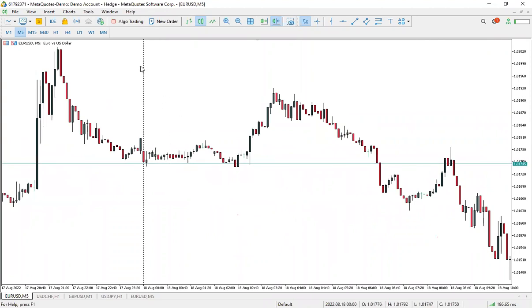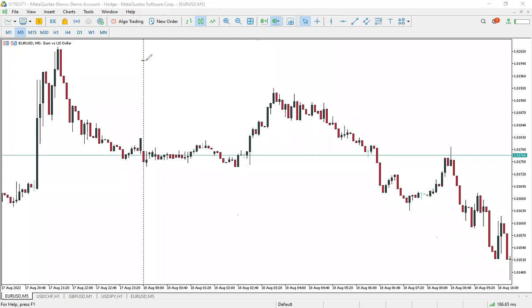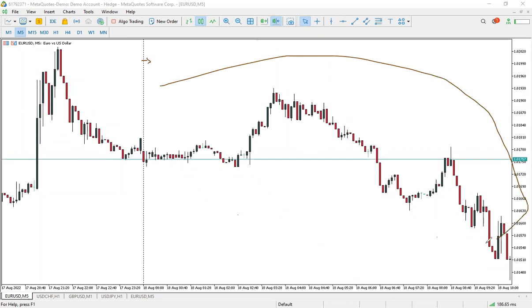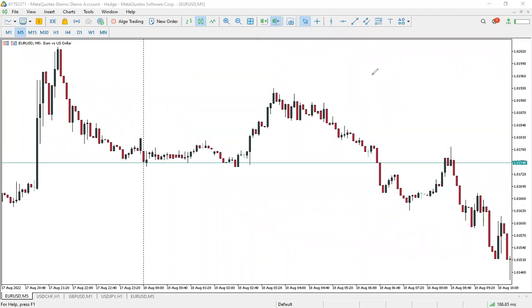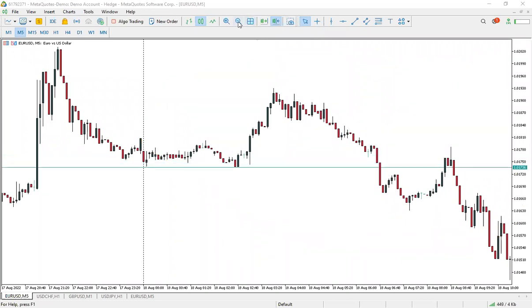This is the 5 minutes time frame. This is a period separator that you see here. And then here, this is the daily new price movement. So all these candlesticks coming after these period separators are from today.